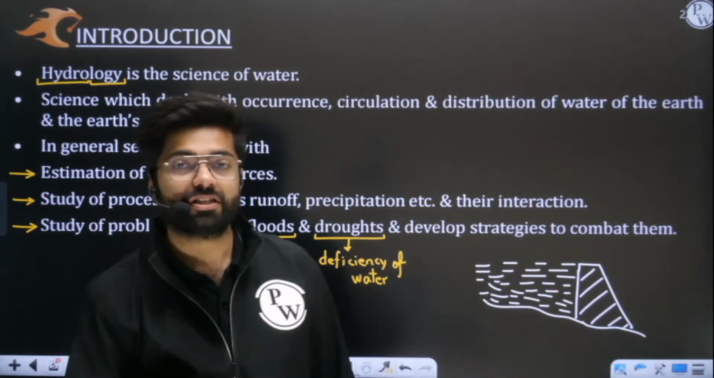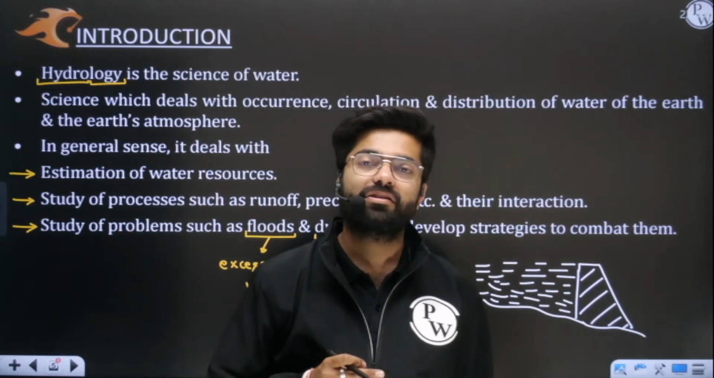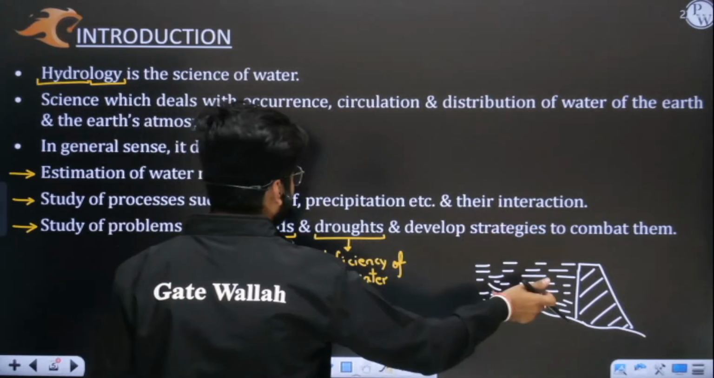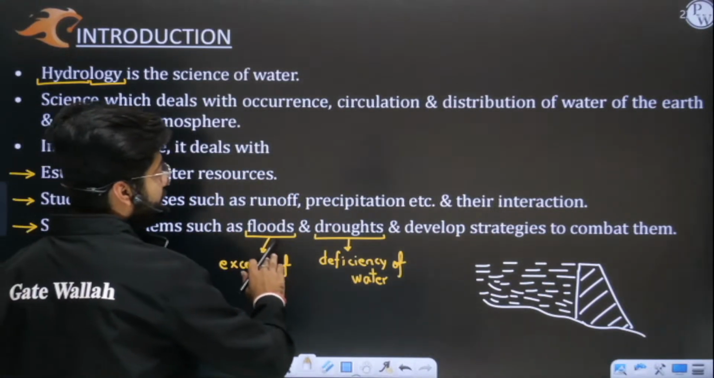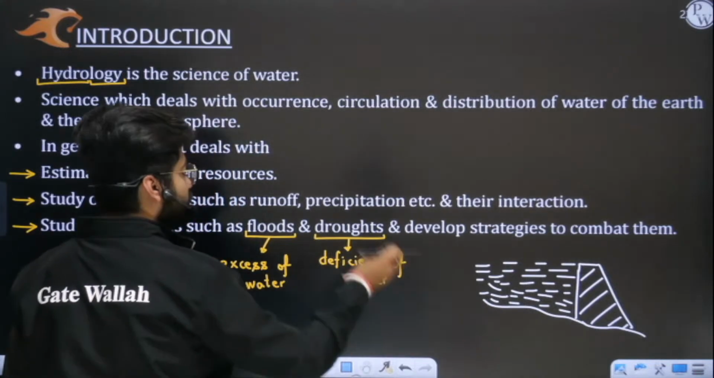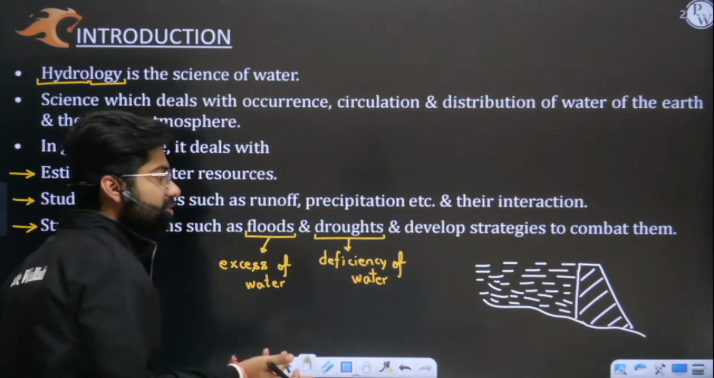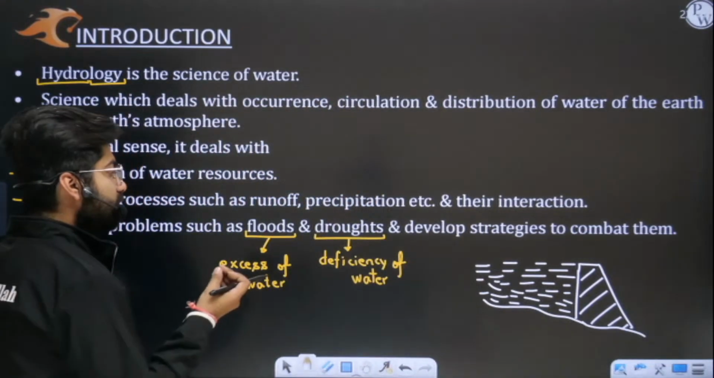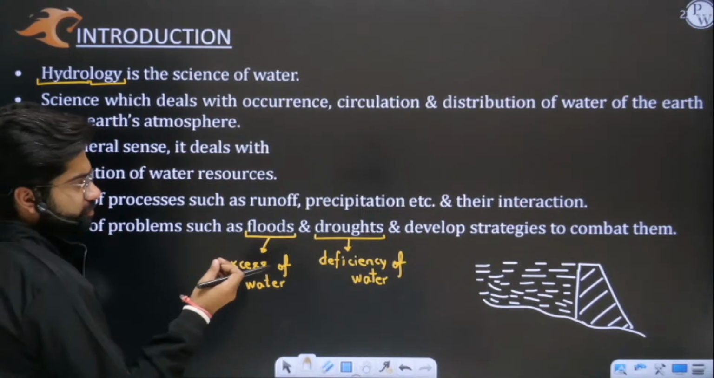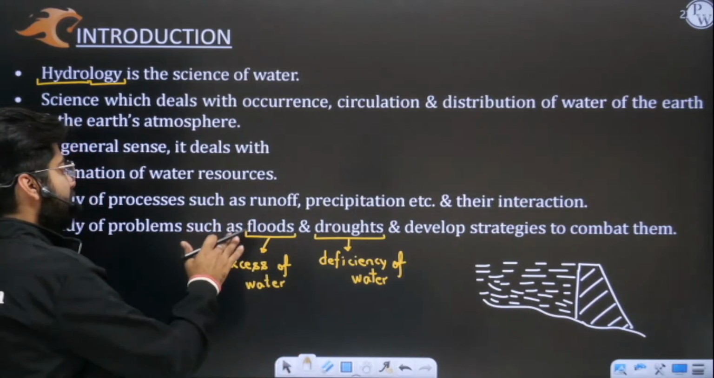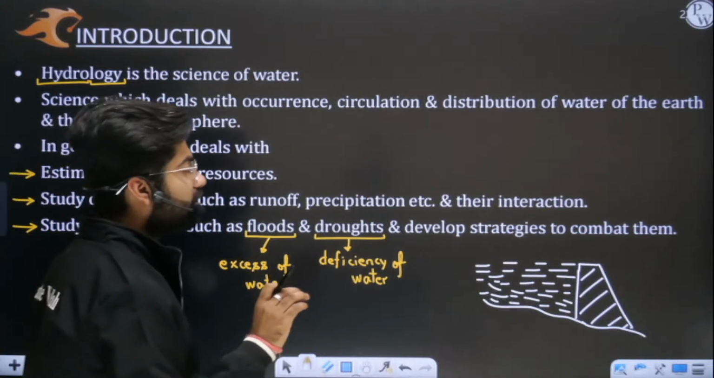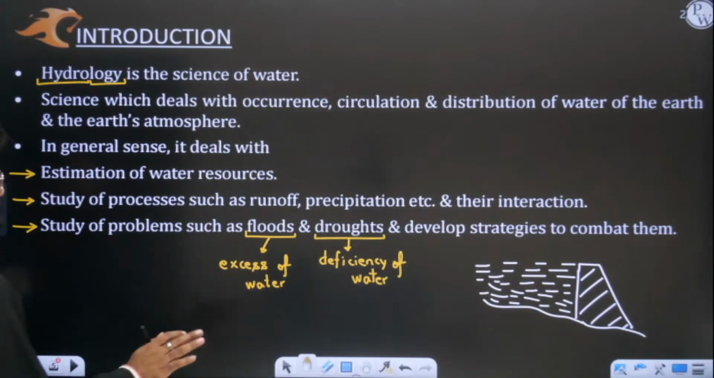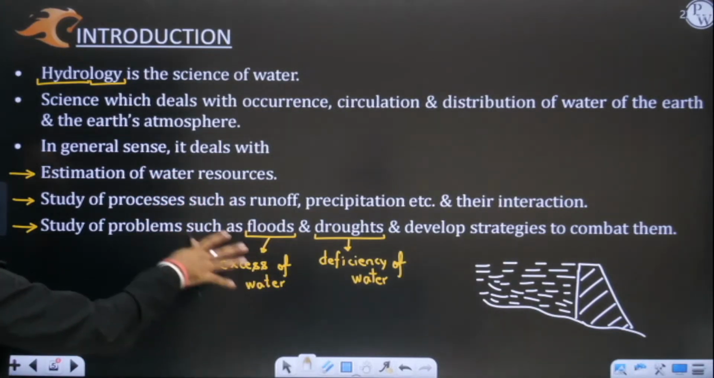So the construction of a dam on the river valley is an indication that we are able to combat both conditions. When excess water is there, we can store it. When shortage of water is there, we can utilize that water. So construction of a dam is an optimum solution with the help of which we can cater to floods and also counter drought. This is just an example, many other techniques are also there, we'll discuss later, no need to worry about that. So basically you need to understand why we are studying hydrology.